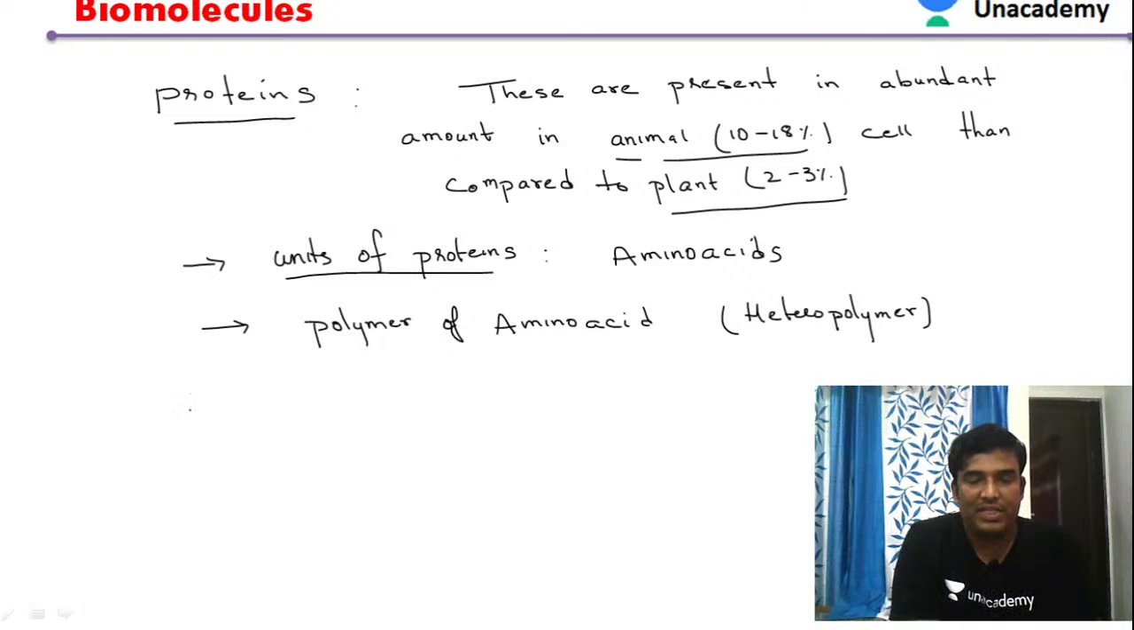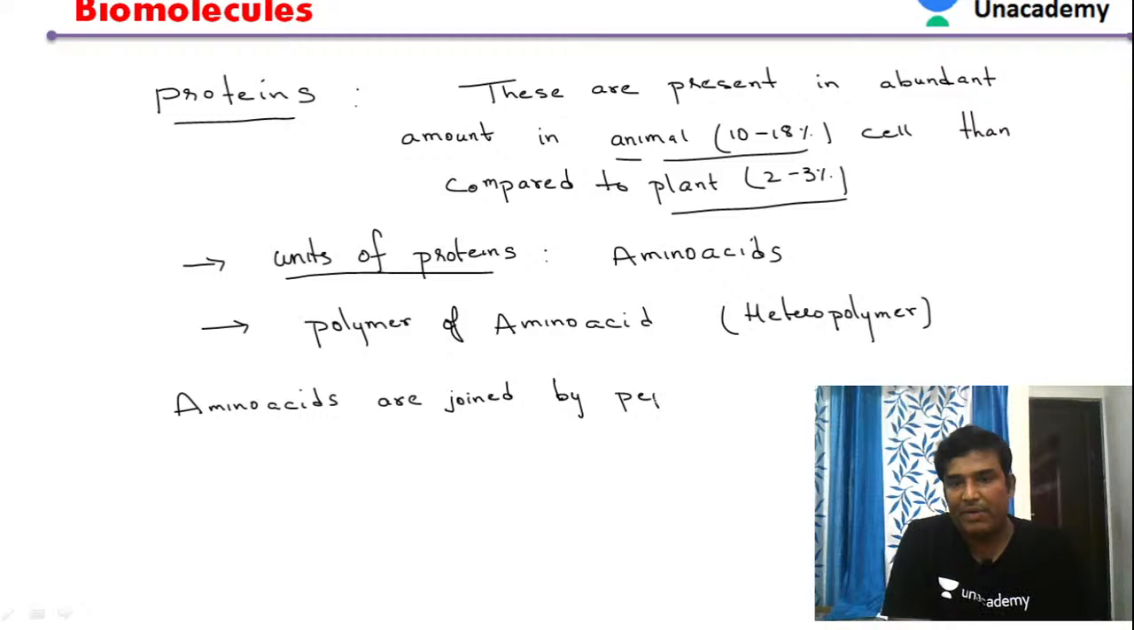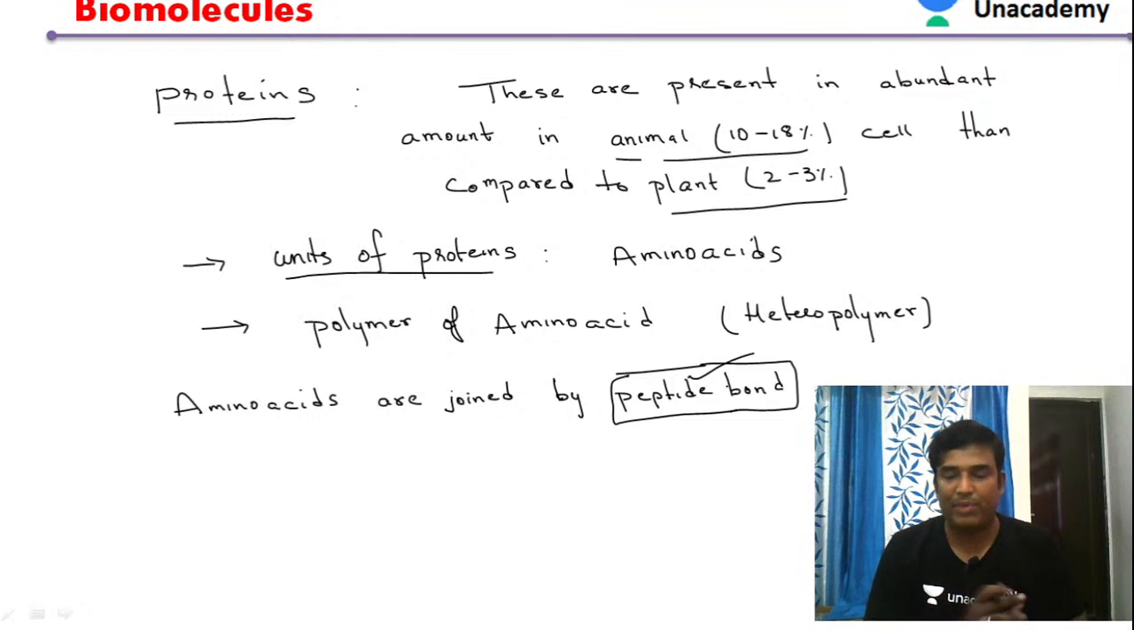Now, in a protein, the amino acids are joined by a specific bond. The name of the bond is called a peptide bond. So two amino acids in a protein are joined by a peptide bond. That is another important point you have to remember about proteins.